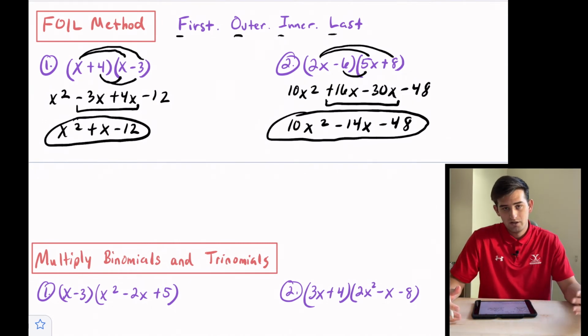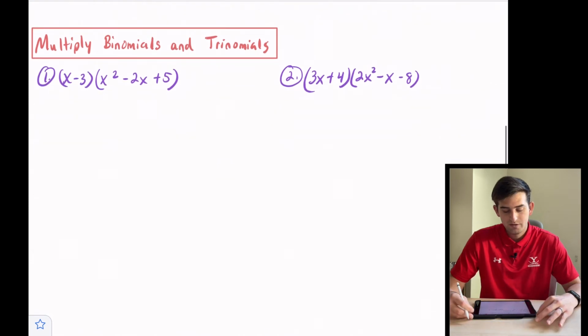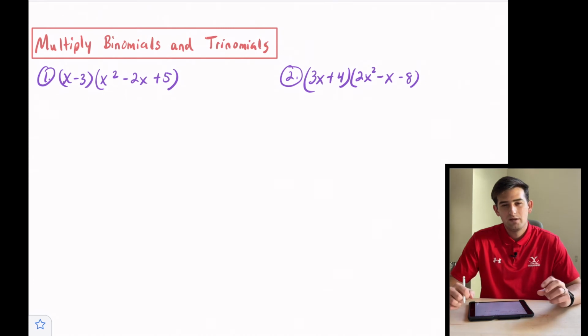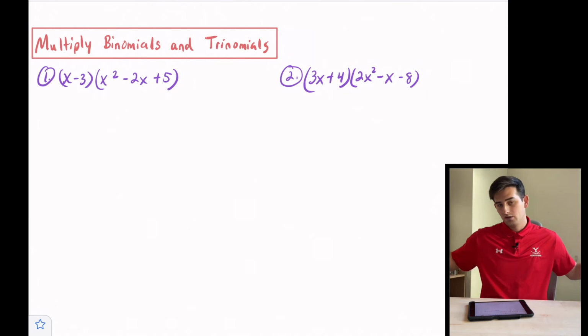First, outer, inner, last. And lastly, we're going to talk about how to multiply binomials by trinomials. So it's kind of like the FOIL method, and kind of like the distributive property all mixed together. We just need to be really careful because essentially we need to multiply x by all three of these terms. We're going to write that down, and then we need to multiply negative 3 by all three of those terms as well. So we're going to have one big long polynomial, and then we're going to combine a bunch of our like terms.